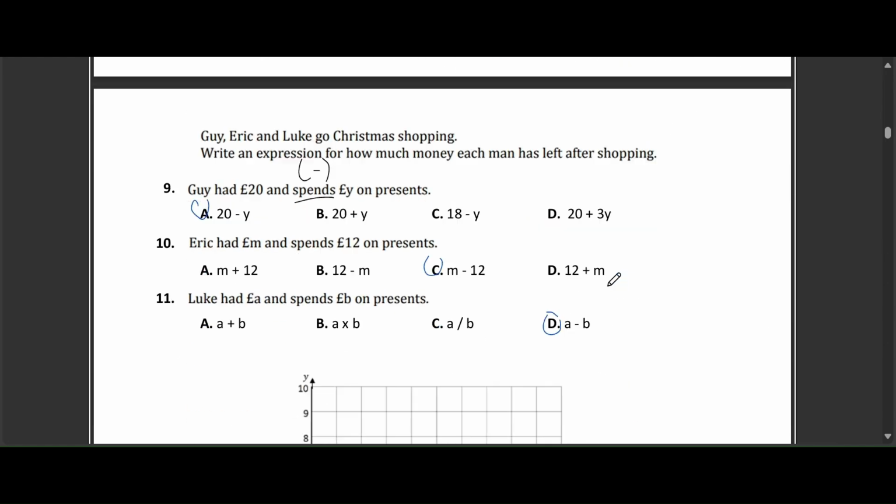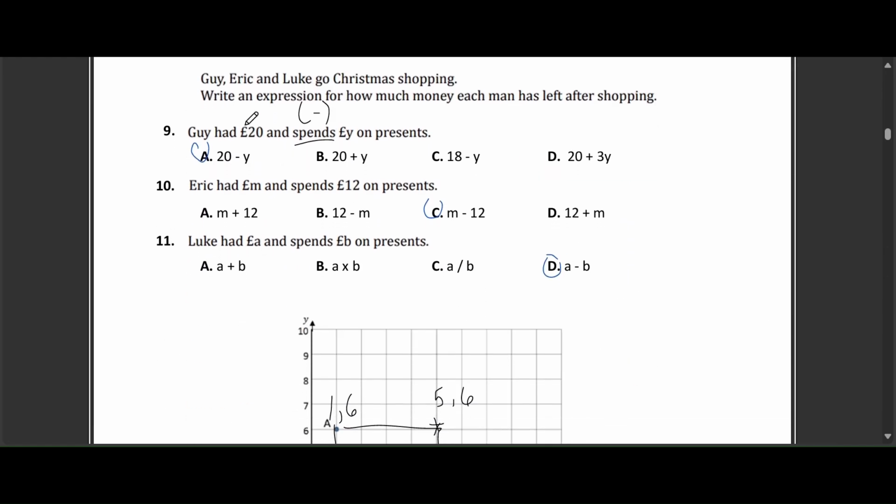Question 9. Guy starts with 20 pounds. Then he buys some presents, and we're going to call the amount he spends Y pounds. How much money does he have left? A says 20 minus Y. That means we start with 20 and take away the amount he spends. That makes sense. B says 20 plus Y. That would mean he somehow got more money, but he's spending, not getting more.